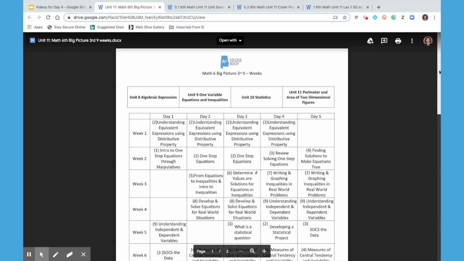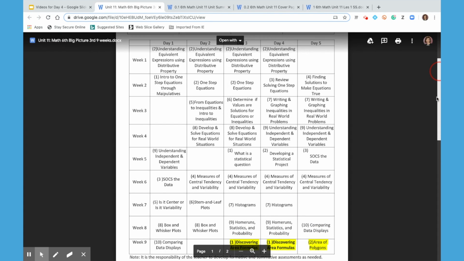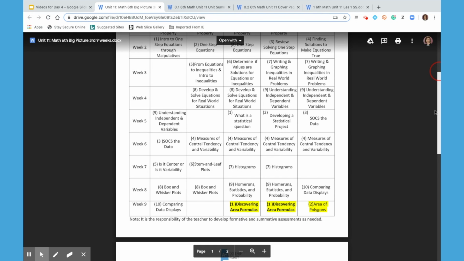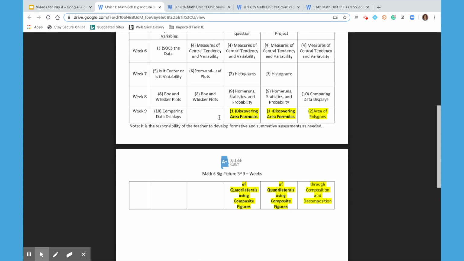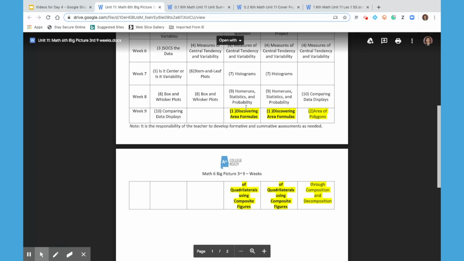Now looking at the big picture, I'm going to scroll down, and if you notice, this is still part of the third 9 weeks. The students have finished up data and statistics and equations and expressions, which really truly help lay that foundation for geometry, because we're looking at discovering formulas and equations and relating it now to polygons and composite figures. So this is a 2-day lesson. If you notice, it's right here near the end of the 9 weeks, and then we'll move on to the fourth 9 weeks for the rest of the unit.